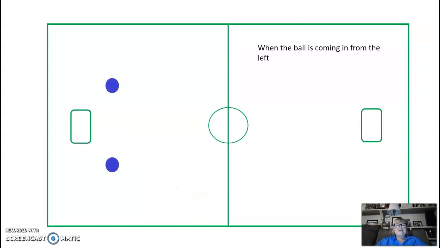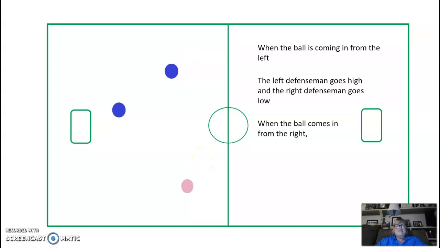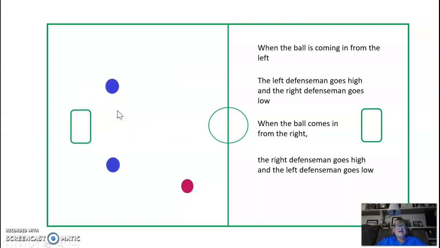When the ball is coming in from the left, there it is, the left defenseman goes high and the right defenseman goes low. So there you can see it. They're both on this line of danger. The left one went up, the right one came low. And when the ball comes in from the right, the right defenseman goes high. That's this one. They're going to go high. And the left one goes low.